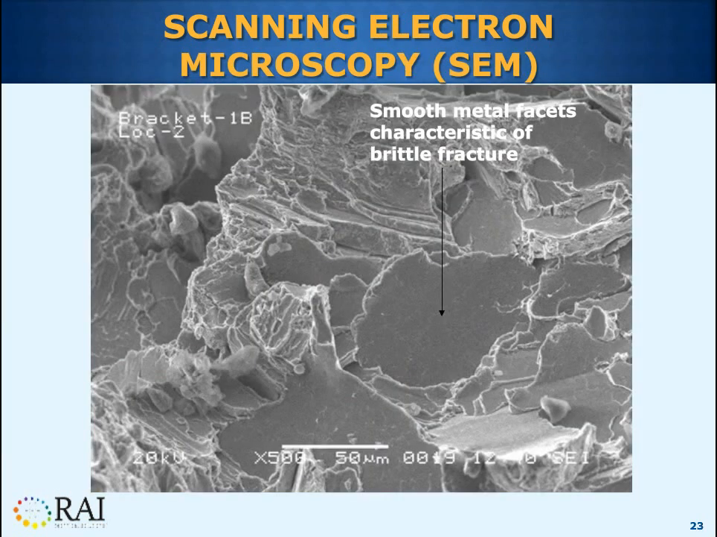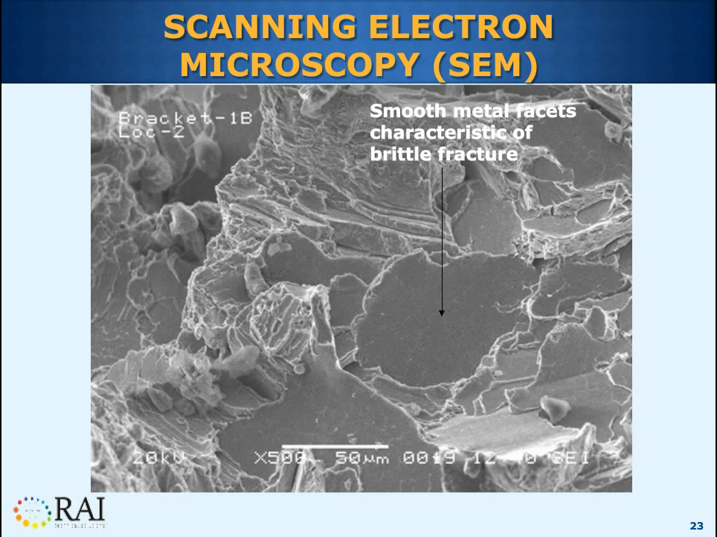This is an example from my work. It involved the fracture of a metal handrail bracket. A lawsuit was filed when a handrail broke and the person fell down the steps. You're looking at a 500x SEM micrograph of the fracture surface. You can see smooth facets there; I've indicated one with an arrow. The smooth fracture indicates brittle fracture, almost like a brick snapping in half.